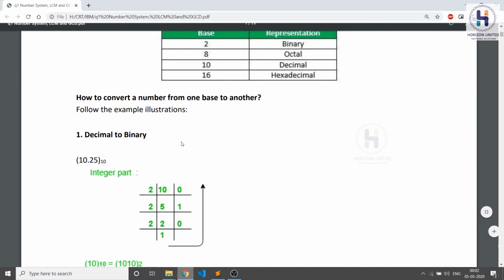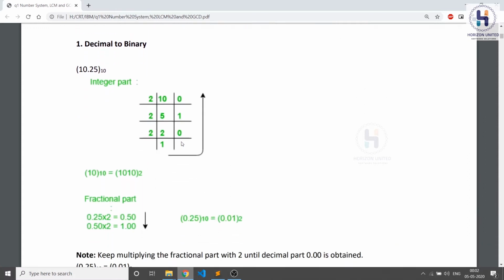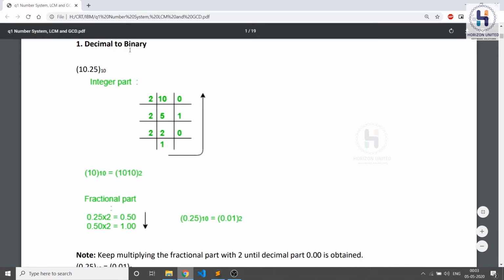Now we'll see how we can convert from one base to another base. Look at this one. Here we're going to convert decimal to binary. For example, the number 10.25, whenever we say it's a decimal number, its base will be 10. Let's see how we can convert this decimal number to a binary number. The process is, if it is a decimal number which has base 10, we have to convert it into a binary number which has base 2.